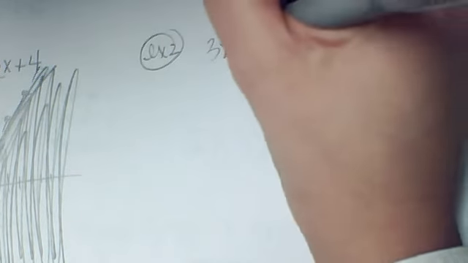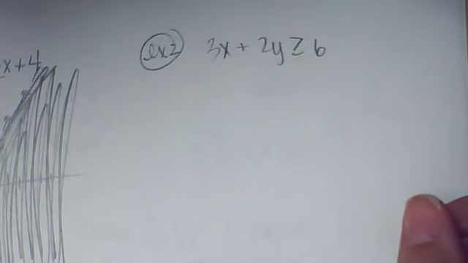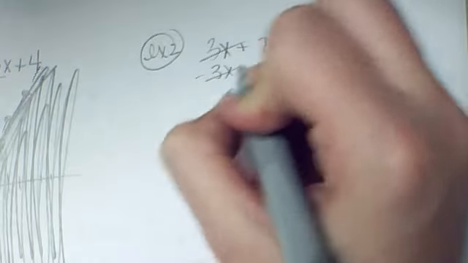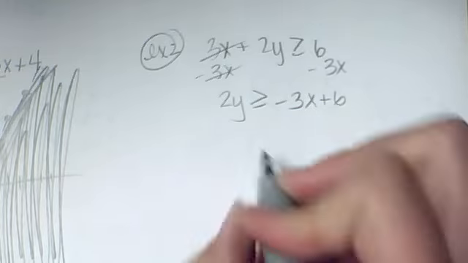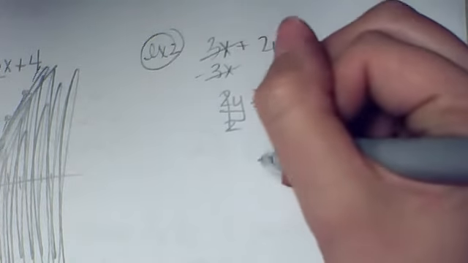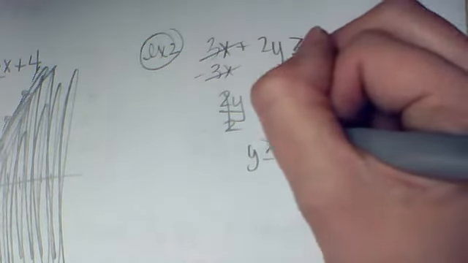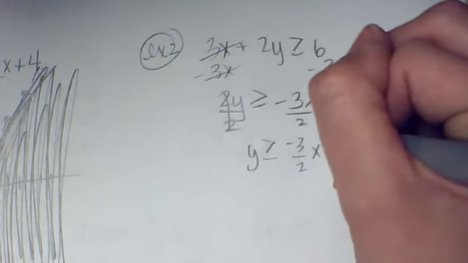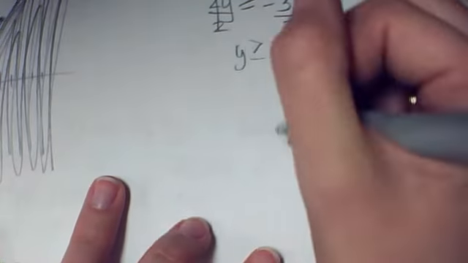3x plus 2y is greater than or equal to 6. Okay, step 1, solve for y. So I'm going to subtract 3x from both sides. 2y is greater than or equal to negative 3x plus 6. Divide both sides by 2. And remember, you have to divide everything by 2. y is greater than or equal to negative 3 halves x. Now, the negative 3 halves does not reduce, and we want it to be a fraction anyway, so we'll just leave it. And then 6 divided by 2 is 3. I've got it in y equals form.